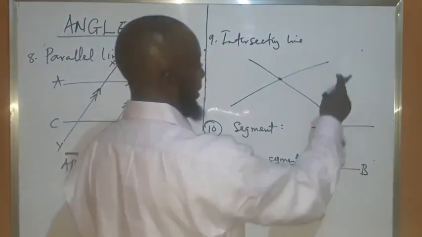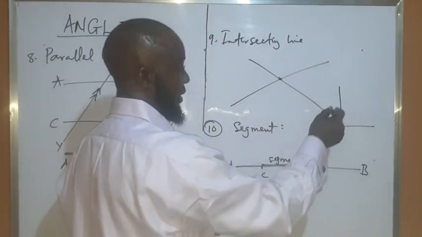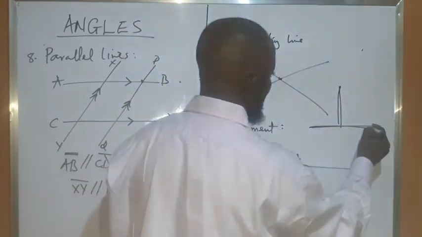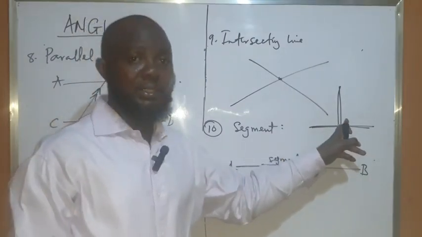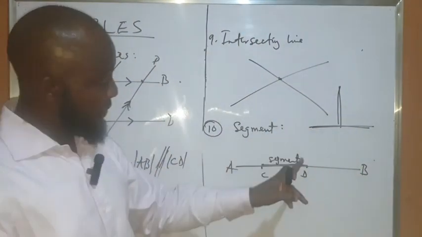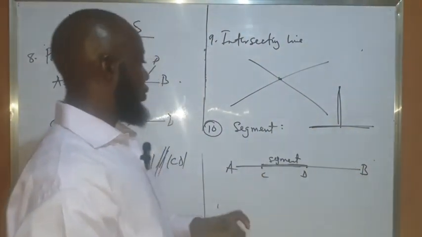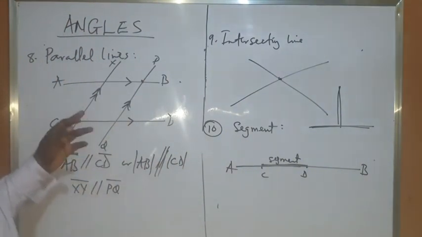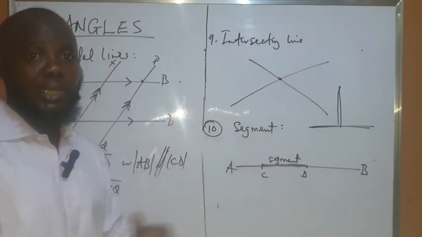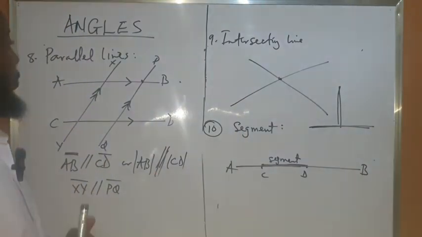That is when a vertical line and a horizontal line intersect. At the point of intersection, they form an angle of 90 degrees. So that is another one. We also look at parallel lines, that is, lines that can never meet. We look at intersecting lines, and we also look at segments. In the next one, we want to look at angles.